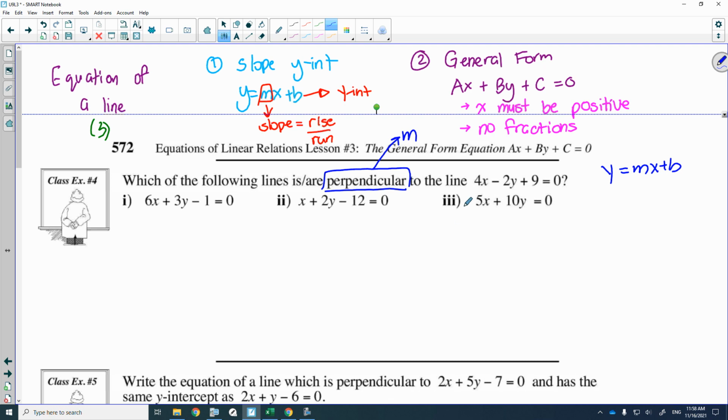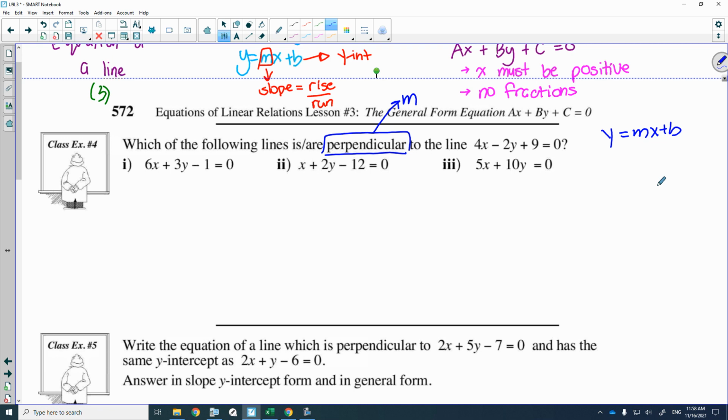So what we have is an equation in the general form. I'm going to write it below y is equal to mx plus b. So we've got 4x minus 2y plus 9 equals 0. I need to manipulate this to get y is equal to mx plus b. So you have to go out of general form and into slope y-intercept form. Remember, you're always looking at the y value and you want that to be positive. Because it's a negative y, I'm going to bring it to the other side by adding 2y to both sides. Then what I'm left with is 4x plus 9 is equal to 2y.